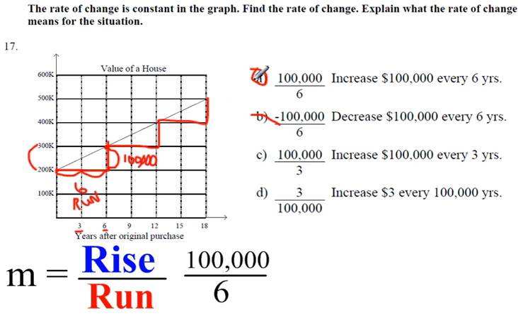It doesn't increase 100,000 every 3 years. That's out. And this fraction is all wrong as well. A is your answer for number 17.